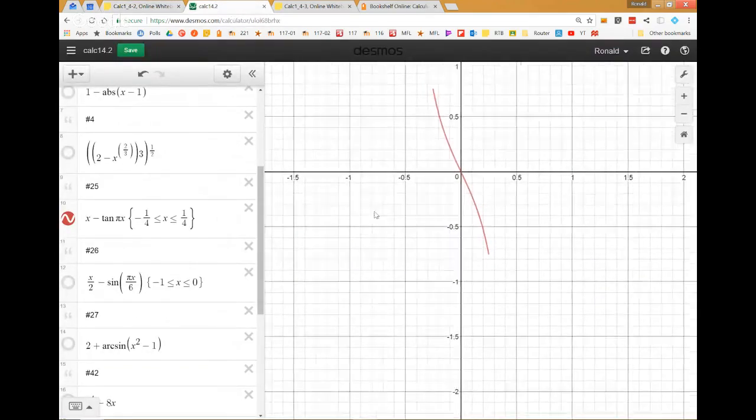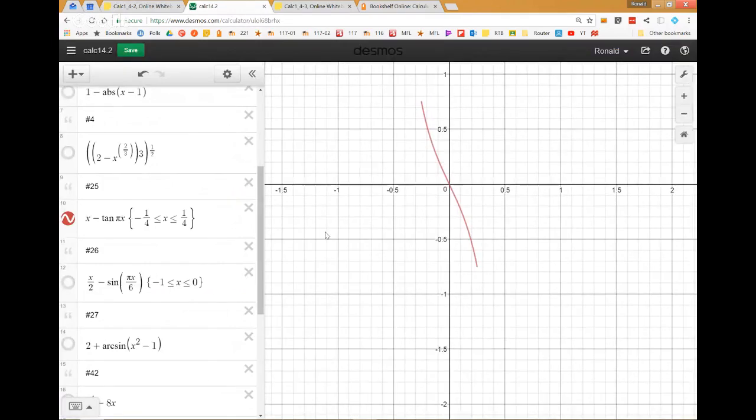So there it is. It shouldn't be too surprising that it looks like that because it's related. It's got a tangent in it. Okay, and if you remember the graph of a tangent, you know it looks something like that. So the question is, if we go between -1/4 and +1/4, can we use Rolle's theorem?